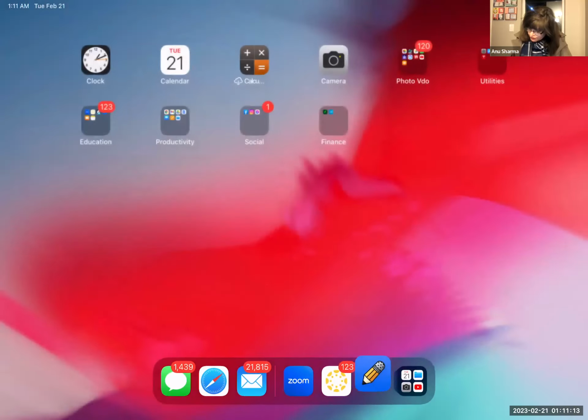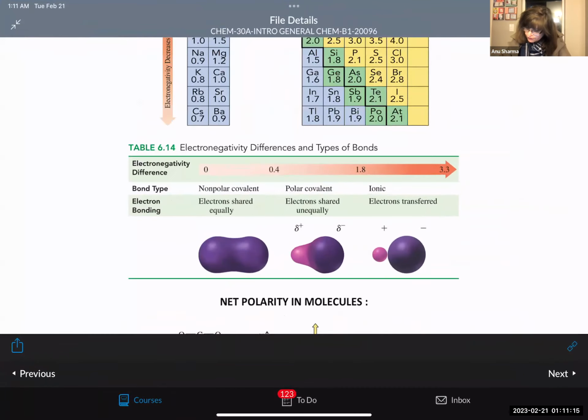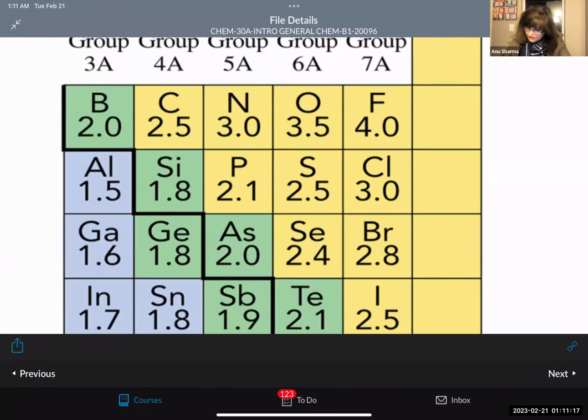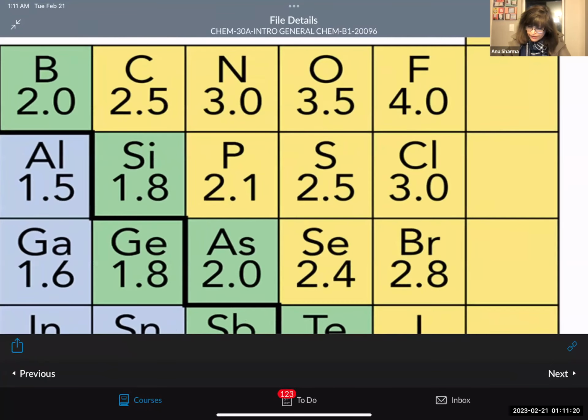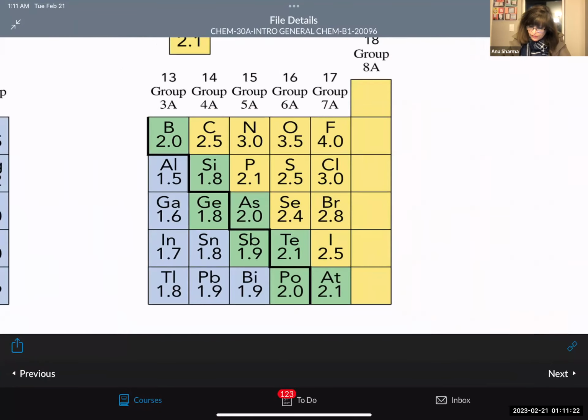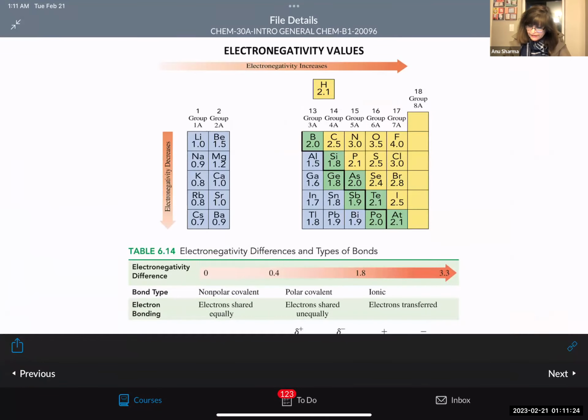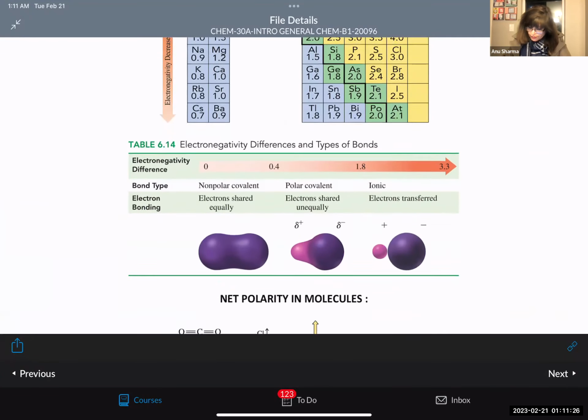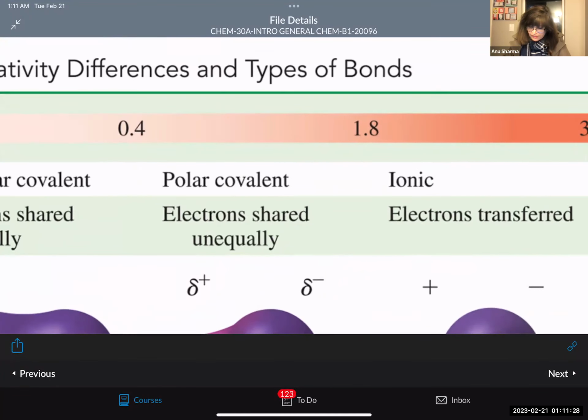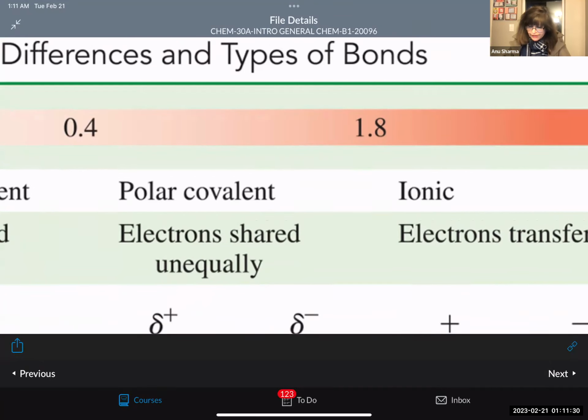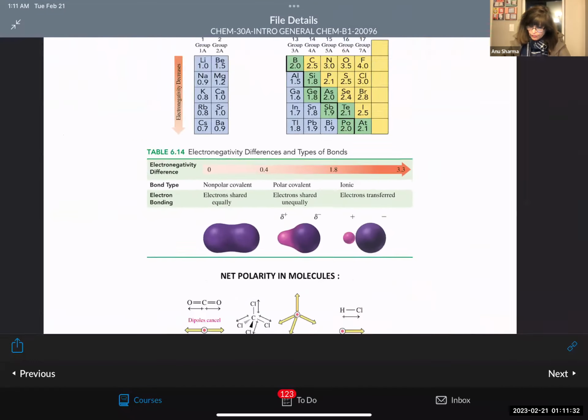Next is nitrogen and phosphorus. Let's look at the value for nitrogen. Nitrogen is 3.0 and phosphorus is 2.1. So 3.0 minus 2.1 is what? 0.9. So 0.9 again falls in 0.4 to 1.8. So it is a polar covalent bond.